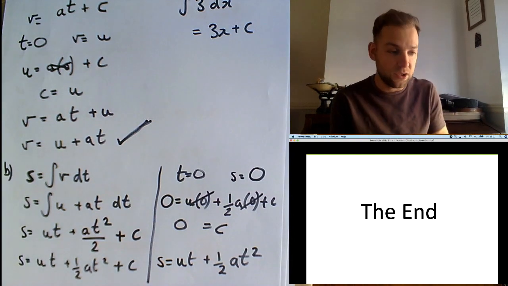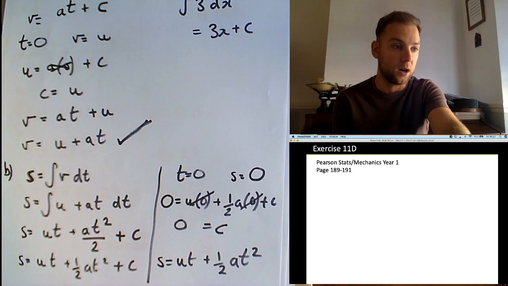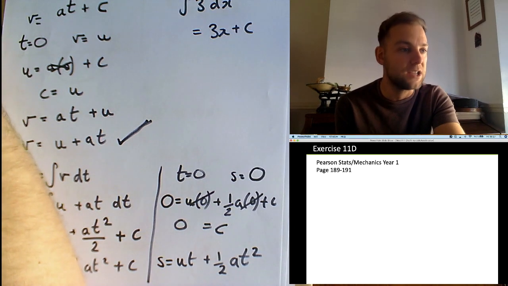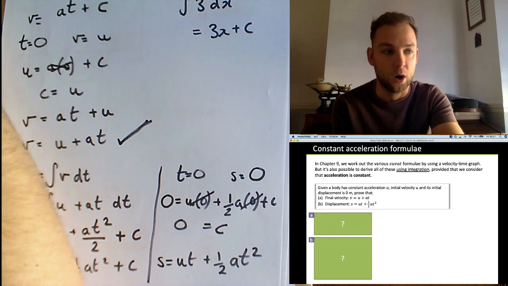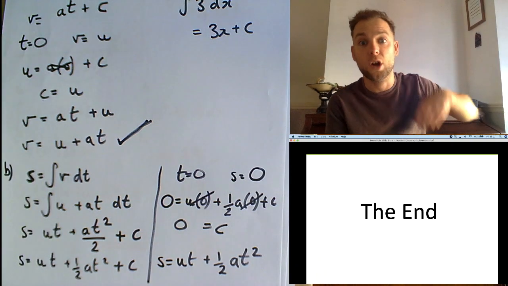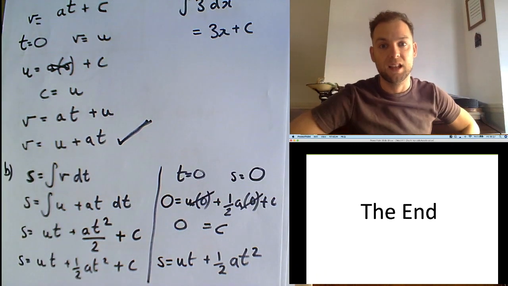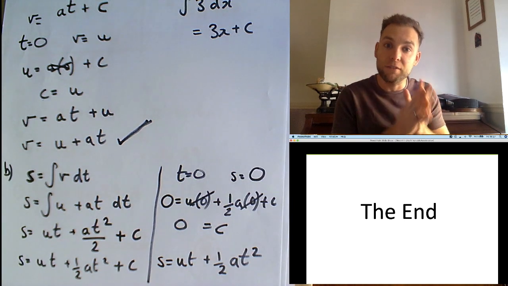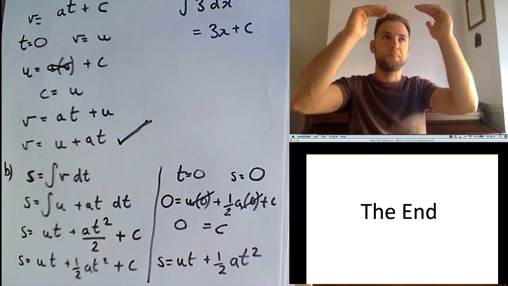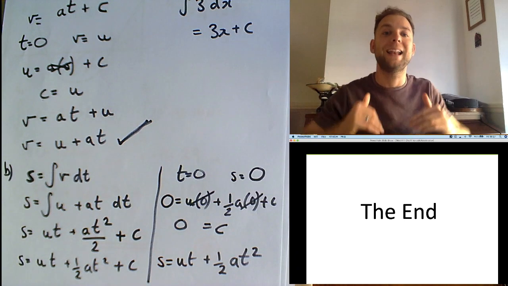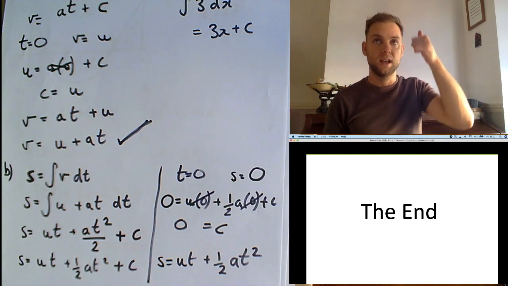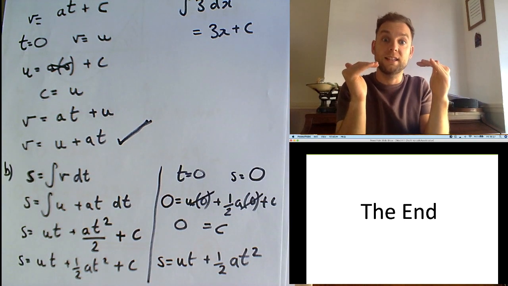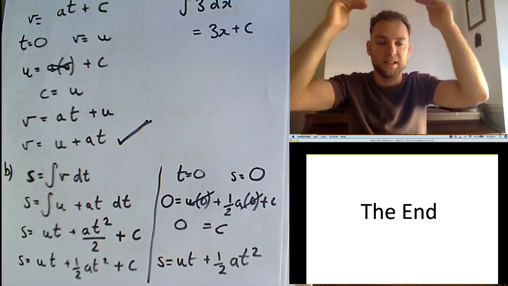What I would suggest is that, if you've not already, have a go at this chapter, pages 189 to 191, but also make sure you have a go at the mixed exercise at the end. So maybe do all the even questions or all the odd questions. You know that you differentiate the displacement to get the velocity and acceleration, and you integrate the acceleration to get the velocity and the displacement.